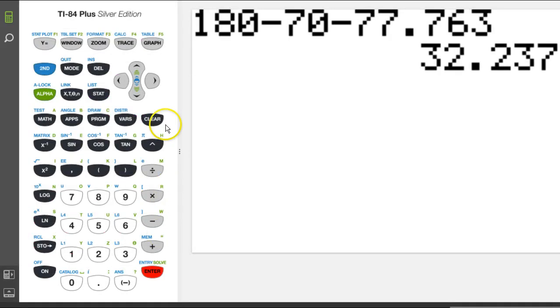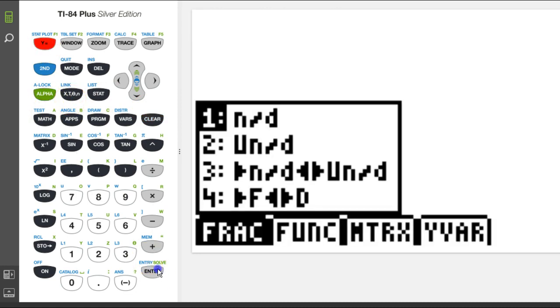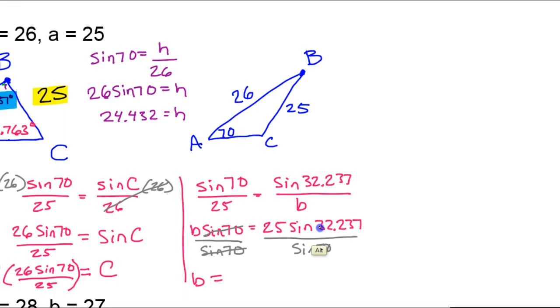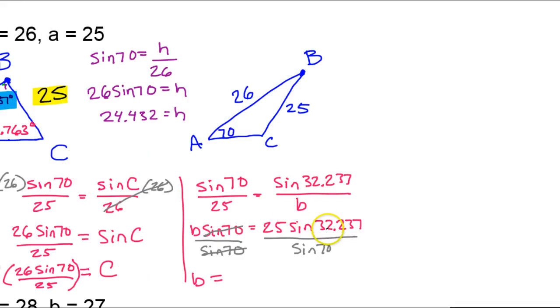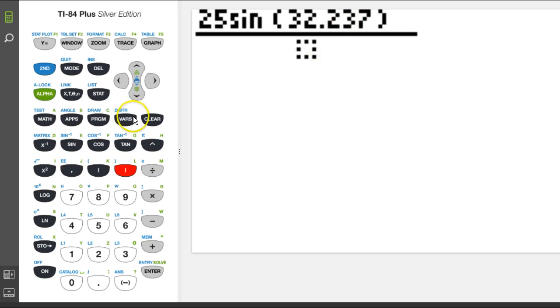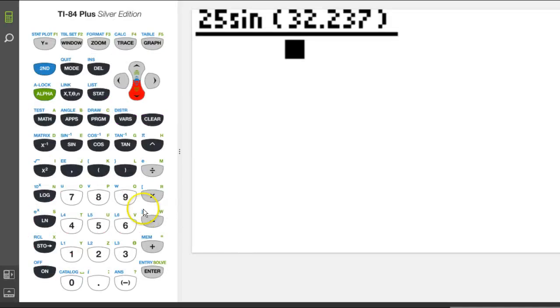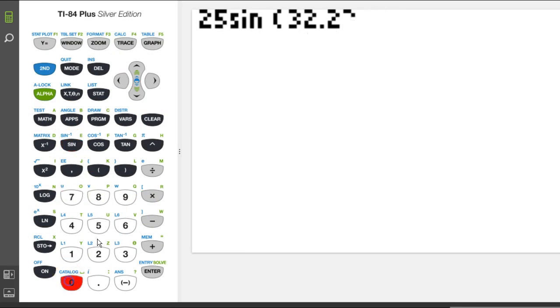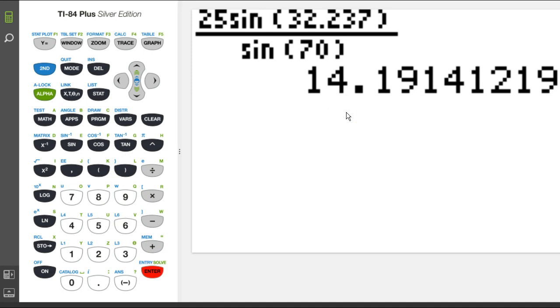I'm not going to show this every time, but I'll show it once right now. Alpha y equals, enter 25 sine 32.237. Notice how I'm using 3 decimal places. You should do the same. Over sine 70. Okay, so I'm getting 14.191.